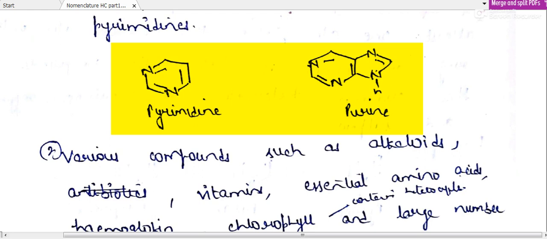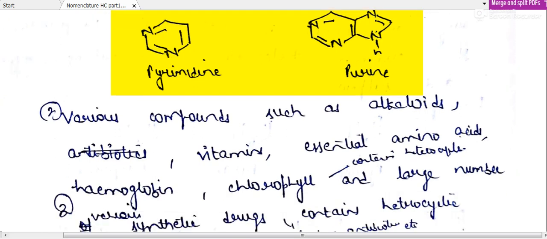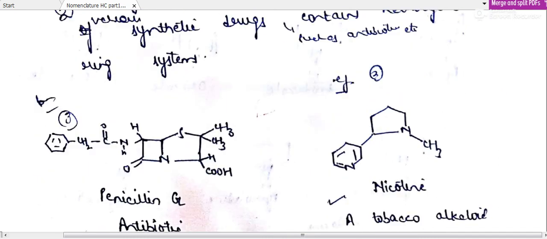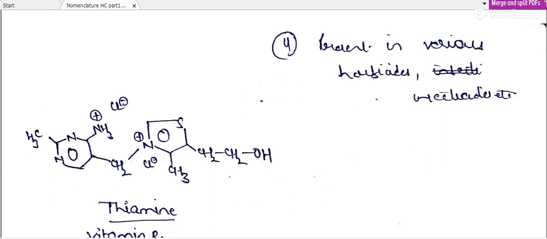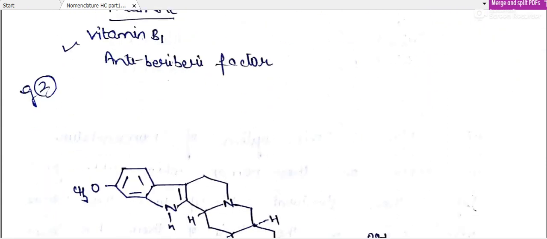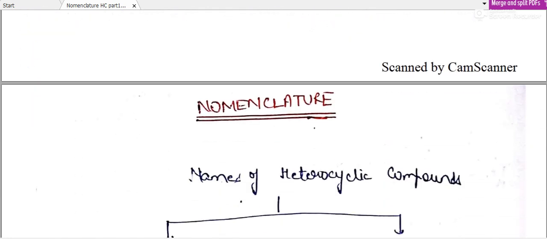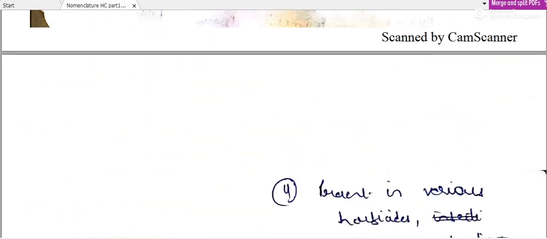For example, penicillin G, the structure of which has been provided in the notes, contains a heterocyclic ring. Nicotine, which is a tobacco alkaloid, also contains a heterocyclic ring. Then thiamine also contains a heterocyclic ring. Reserpine, which is a tranquilizing drug, also contains a heterocyclic ring. Chlorophyll, which is a green plant pigment, also contains a heterocyclic ring. Along with these compounds, heterocyclic rings are present in a variety of herbicides, insecticides, etc. So medicinally, these are very, very important compounds. That's why we have to study and understand their chemistry.